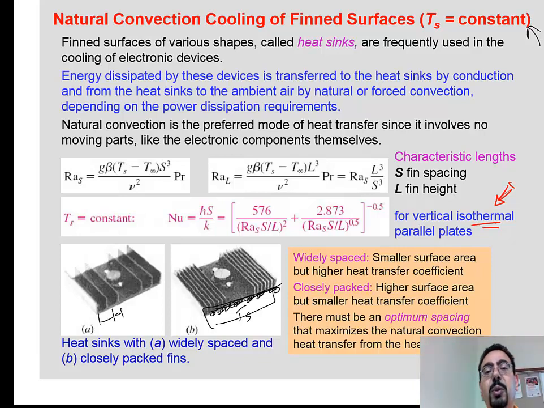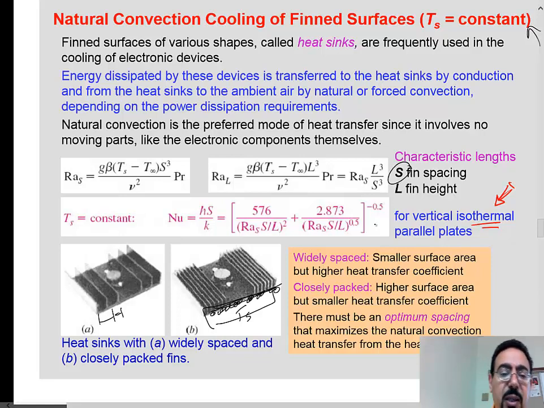So there must be an optimum spacing. And I think in the exam one year, I asked them to find that optimum spacing to cool the surface. We'll get the optimum on the next page. But for now, let's assume that he didn't go for the optimum spacing. He has a certain spacing.